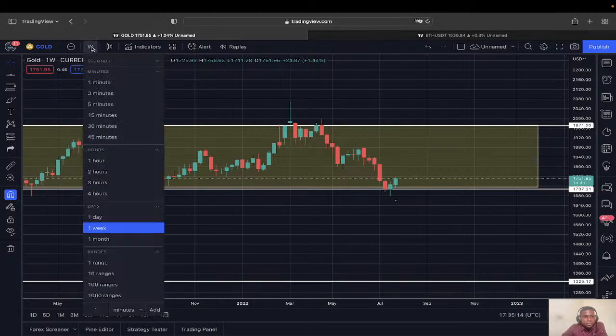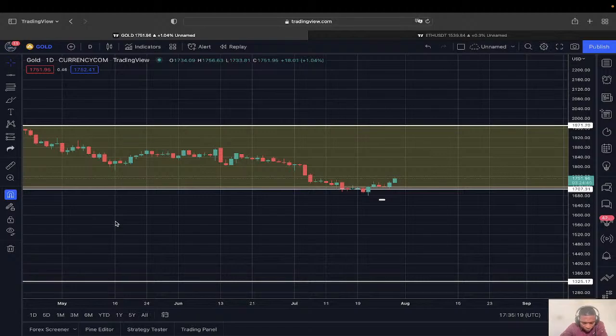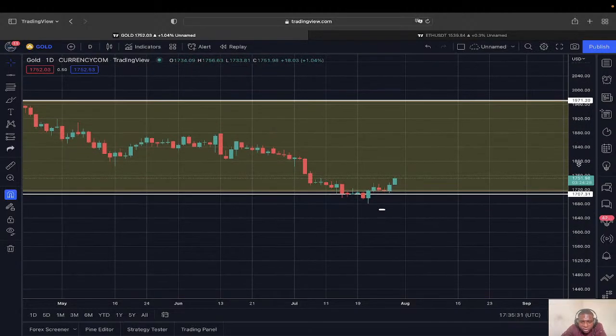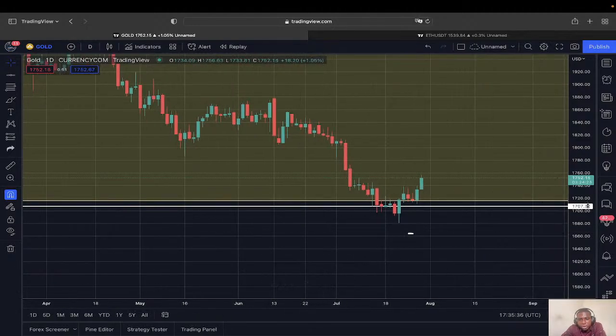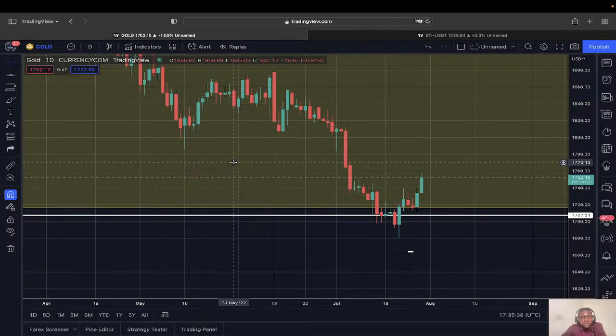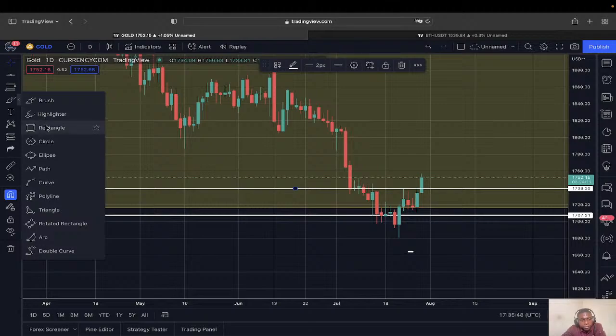So let's look at the daily time frame. Good. Now this is the daily time frame. Look at what the daily time frame is telling us here. The daily time frame is confirming to us that gold is bullish.